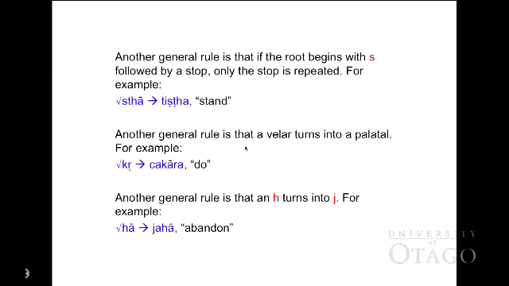Another general rule is that a velar turns into a palatal. For example, kri, k changes to ja. Kri to jakara, do. Another general rule is that an h turns into j. For example, ha changes to jaha, abandoned.